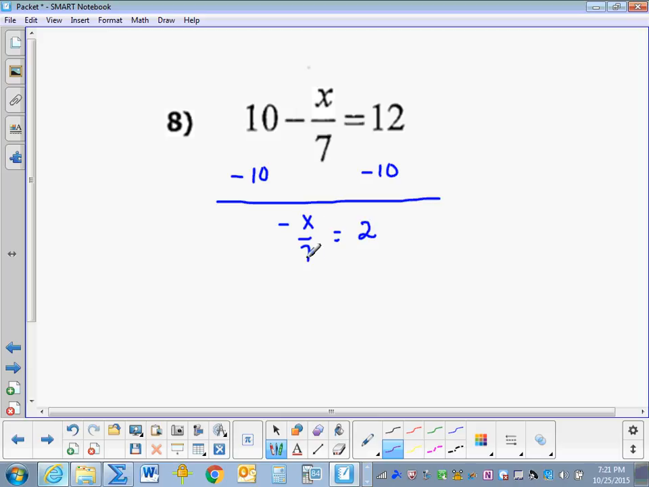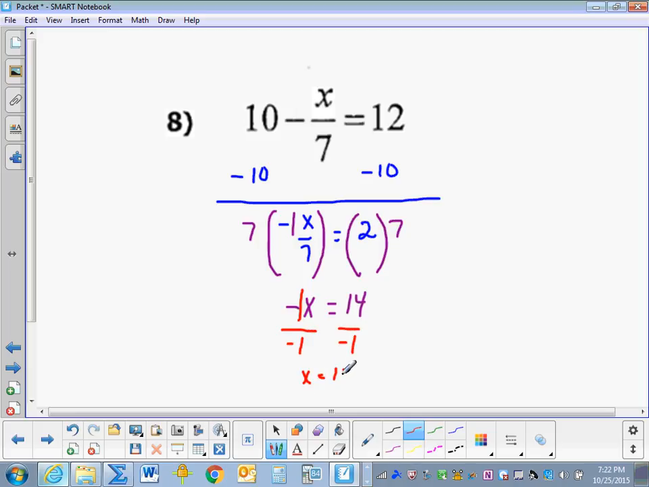So we have x being divided by 7. So we're going to multiply each side by 7. Now in this instance we have negative x, which is really a negative 1x. So we really have 7 times a negative 1, which is a negative 7 divided by 7. So this is a negative x. And then we just have 2 times 7, which is 14. Well, I'm solving for x, not negative x, because remember, negative x is a negative 1x. So x is being multiplied by a negative 1, so I need to divide by a negative 1. So x is equal to negative 14.